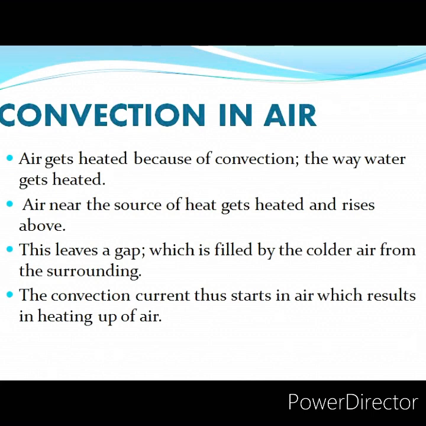Convection in air. Air gets heated because of convection, the way water gets heated. Air near the source of heat gets heated and rises above. This leaves a gap which is filled by the colder air from the surroundings. The convection current thus starts in air, which results in heating up of the air.